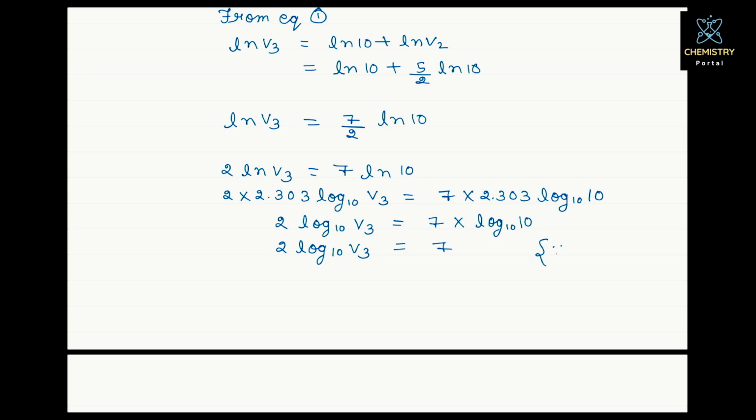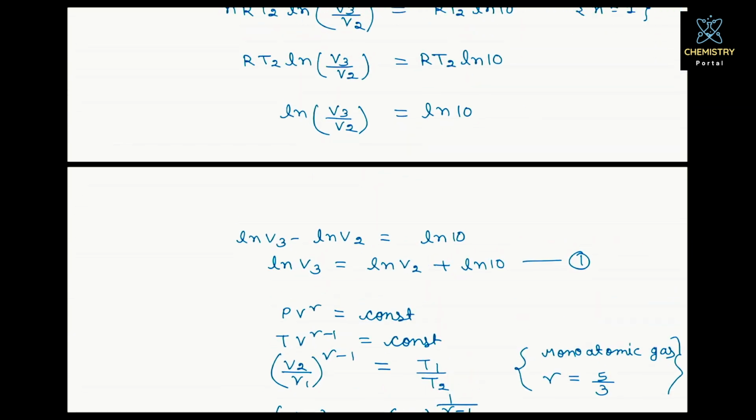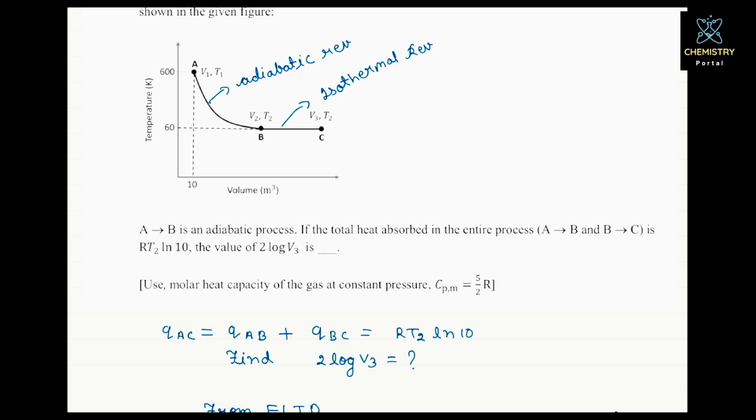Here you can write this because log base 10 of 10 is 1. In the question they told us to find the 2 log V3 value, and we got 7. So this is your final answer.